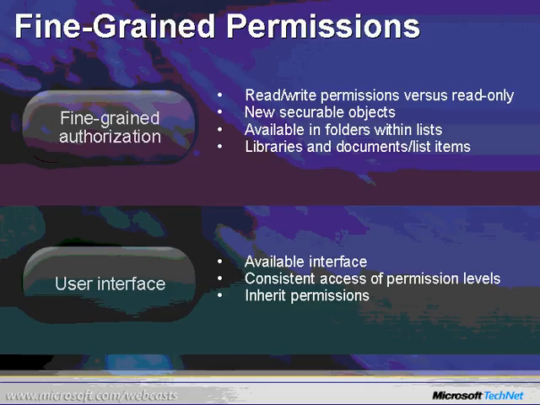Most importantly, the new securable objects are also available in folders within the lists and libraries and documents or list items. There is a user interface available that is consistent from top to bottom. You will have a consistent access of permission levels where you will be able to apply the same levels as with SharePoint 2007. In addition, the interface allows you to inherit permissions from parent or unique permissions. There are also different administrators within SharePoint 2007.